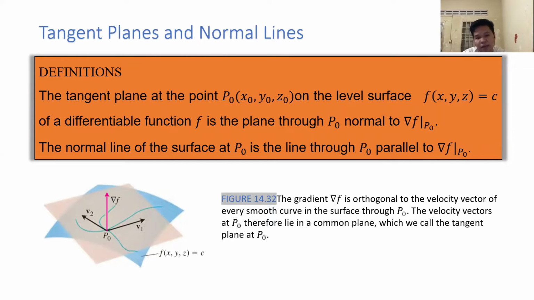Now let's look at the tangent plane and normal lines. The tangent plane at a point p sub 0 that has three coordinates, x sub 0, y sub 0, and z sub 0, on the level surface f of x, y, and z equal to c of a differentiable function f, is the plane through p sub 0 normal to the gradient of f at p sub 0. The normal line of the surface at p sub 0 is the line through p sub 0 parallel to the gradient of f at p sub 0.